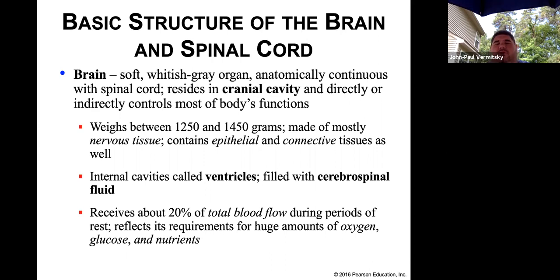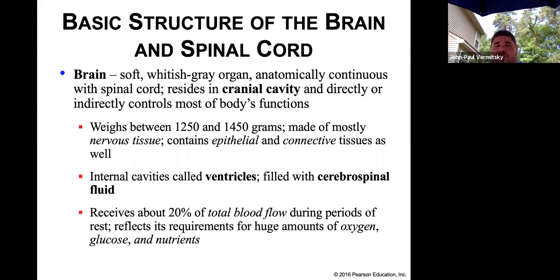A typical brain weighs between 1,250 and 1,450 grams and is made up mostly of nervous tissue. However, there are also epithelial and connective tissues as well. The internal cavities are called ventricles, and the ventricles give buoyancy to the brain, but they also allow for circulation of cerebrospinal fluid. Cerebrospinal fluid is ultimately the interstitial fluid that nourishes and takes care of the nervous tissue that makes up the central nervous system.